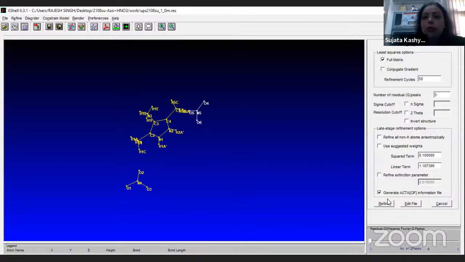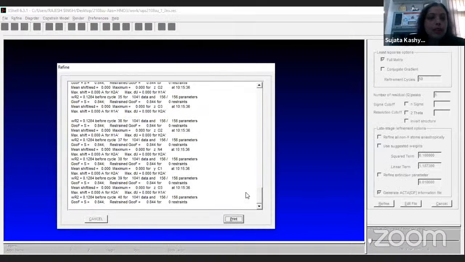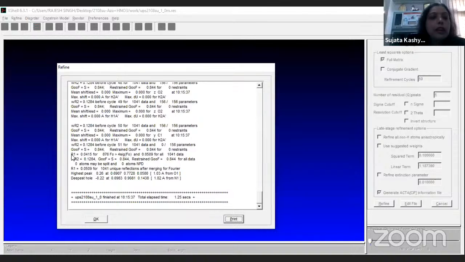Then we have to refine it. Here we have R1 and WR2. These two factors are the refinement parameters. R1 and R2 are known as the refinement parameters, and they tell about the trust, how much you can trust your data. This is the goof value, the goodness of fit value.